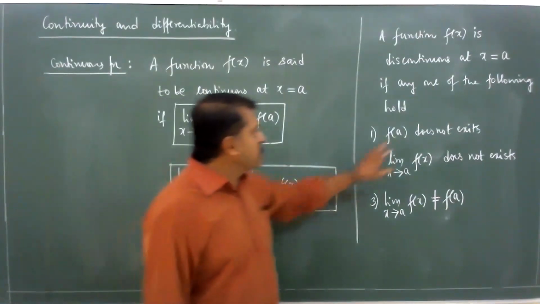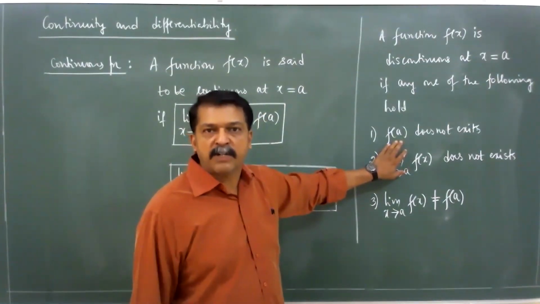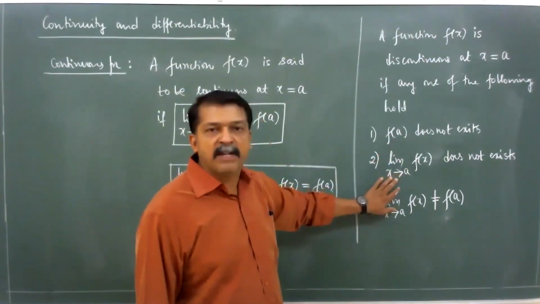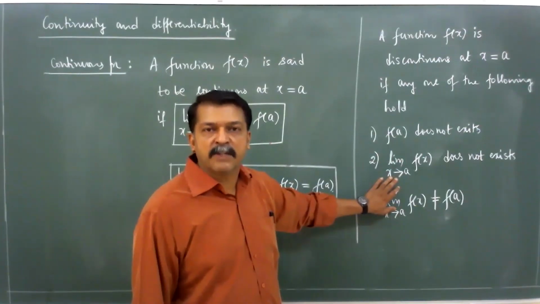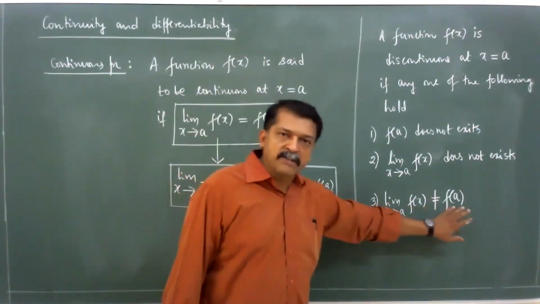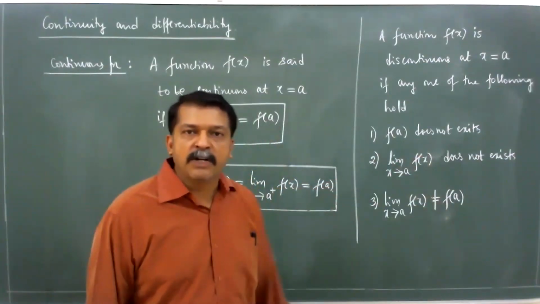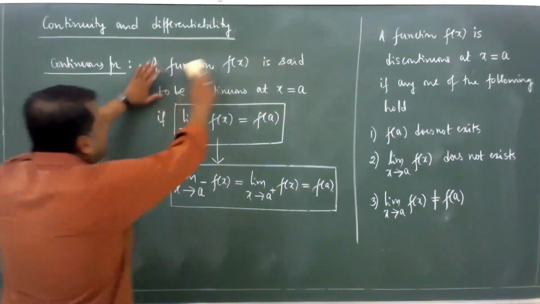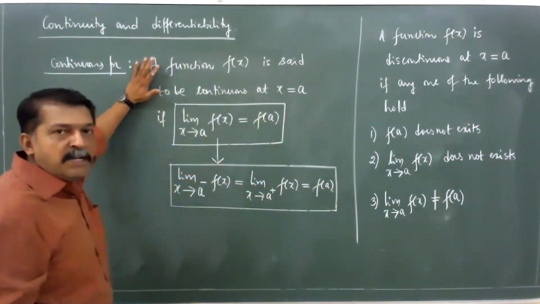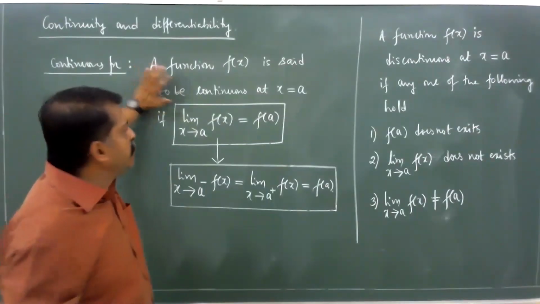discontinuous. That means when f of A does not exist, there is no question of comparison. Function is discontinuous. If limit does not exist, there is no question of comparison. Function is discontinuous. When both exist and they are different, then also the function is discontinuous. Okay. So this is the definition of a continuous function at a point x is equal to A.